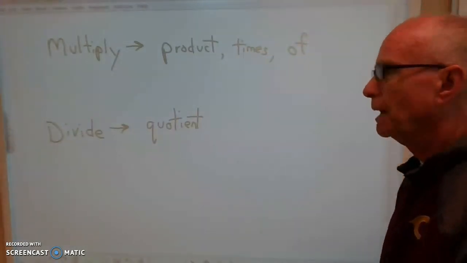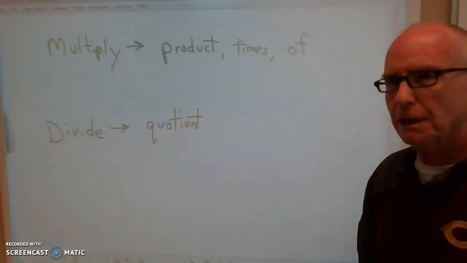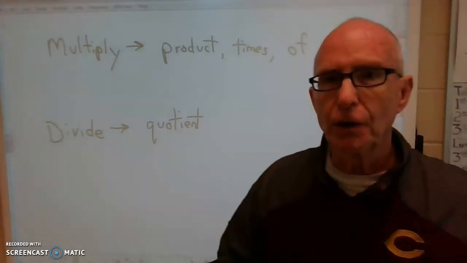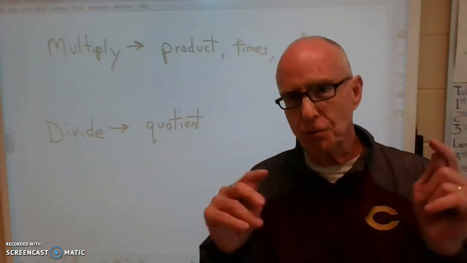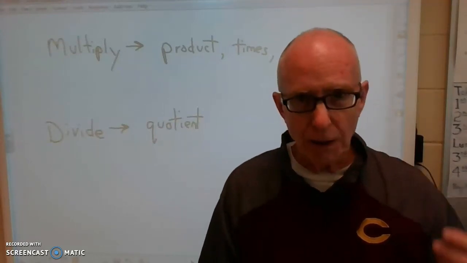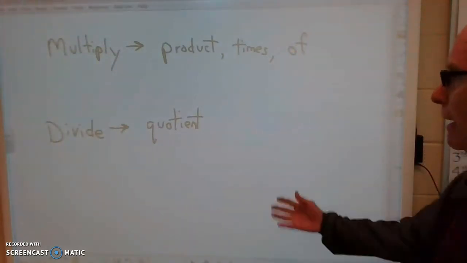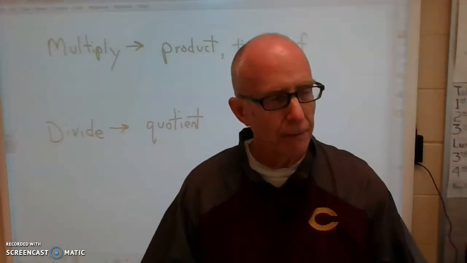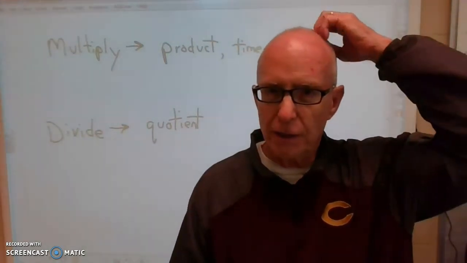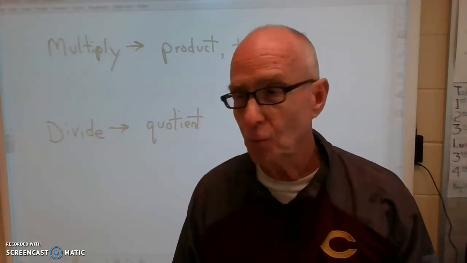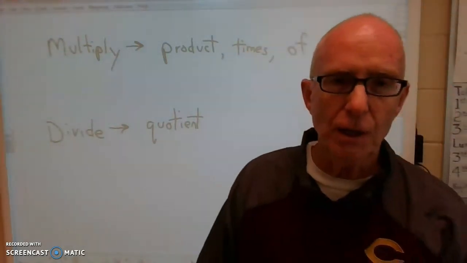There's another one, multiply. Product. When you multiply two numbers together, the answer is the product. Product, times, of. 2/3 of 7. That means 2/3 times 7, and I'm going to cover how to figure that in a little bit. Divide is quotient. When you divide two numbers, the quotient of 6 and 3 is 6 divided by 3, which is 2. The quotient of 6 and 3 is 2. Okay, that's the answer you get when you divide.